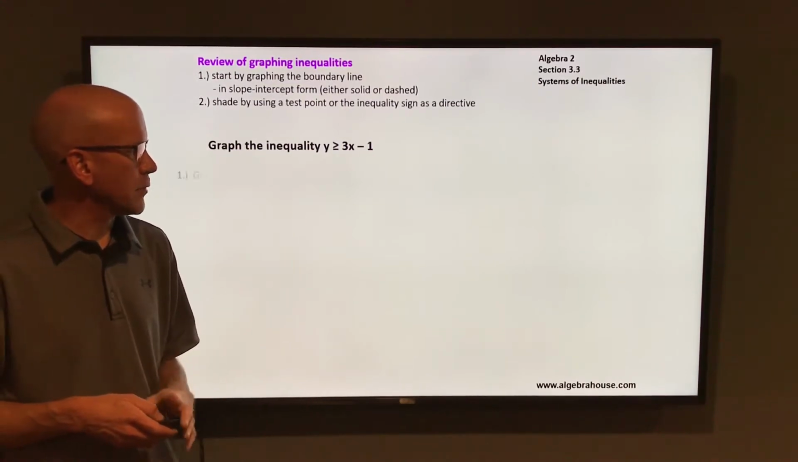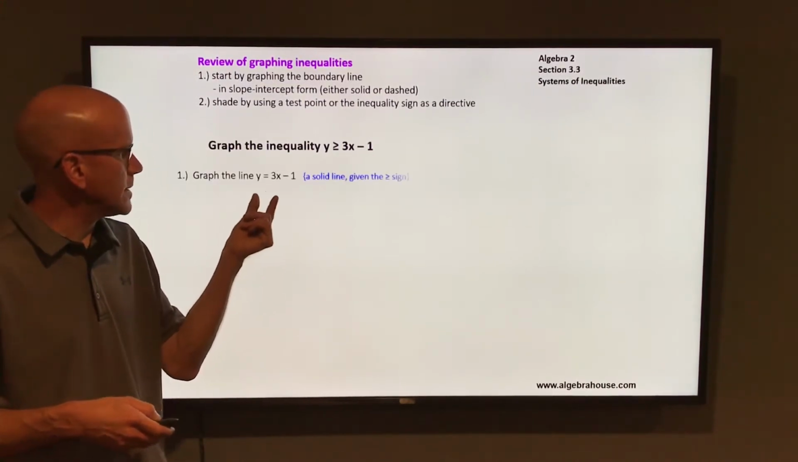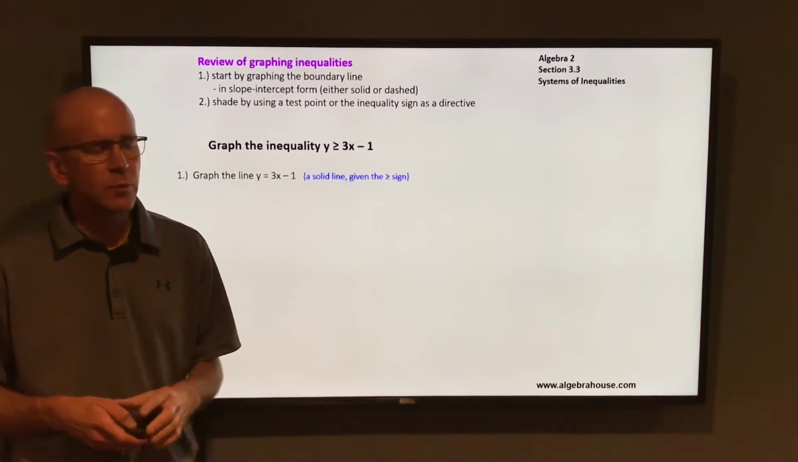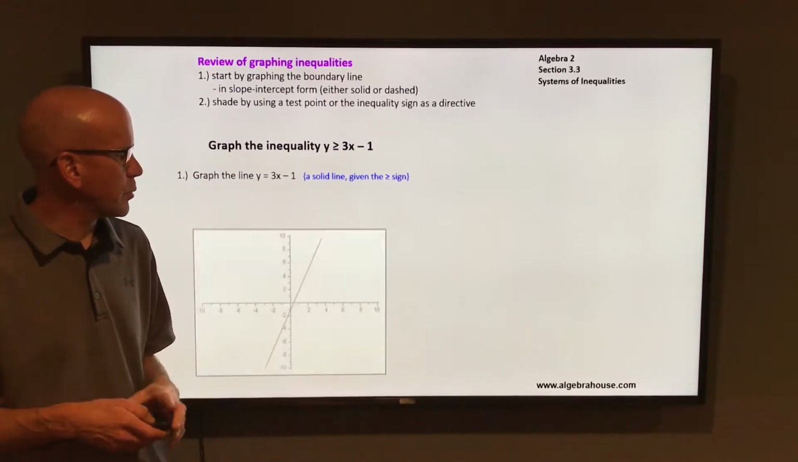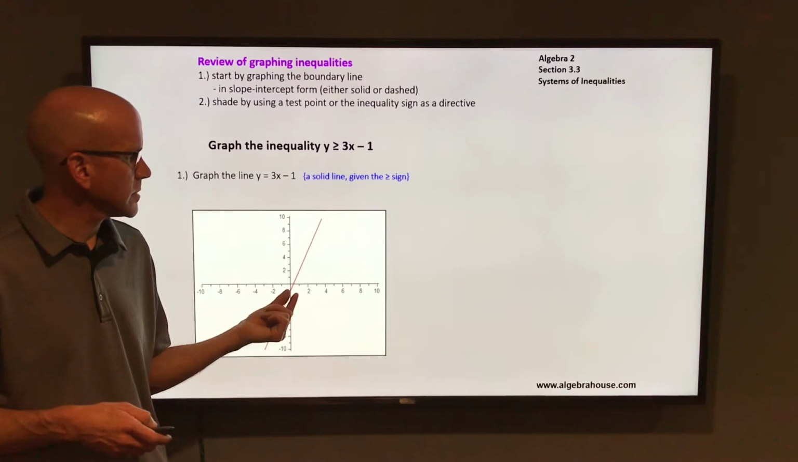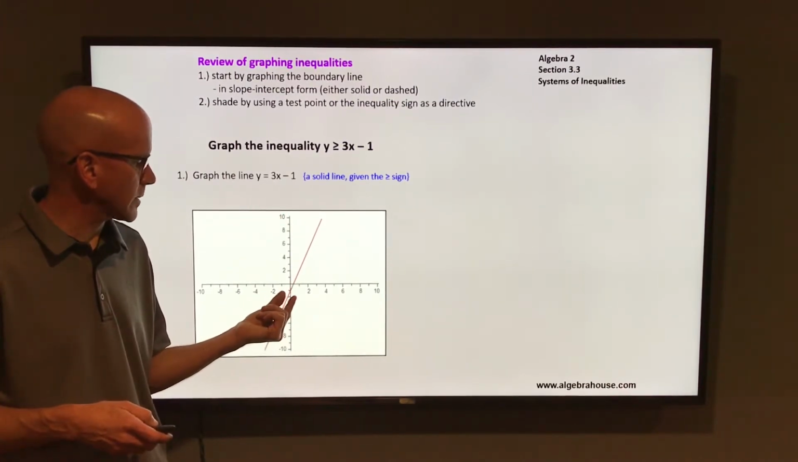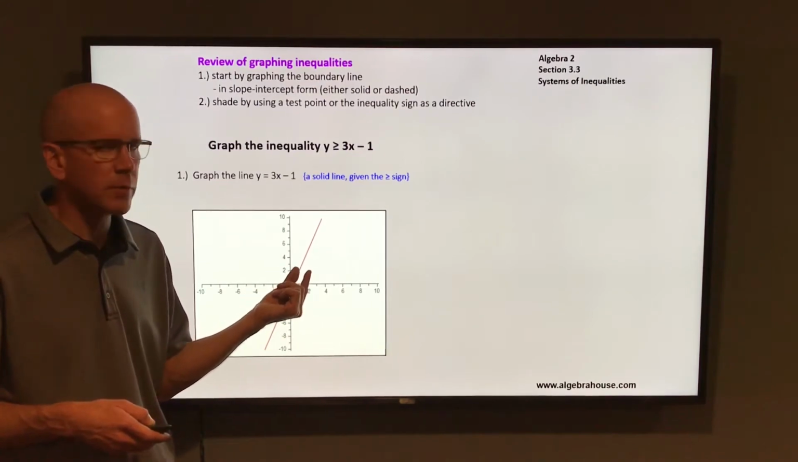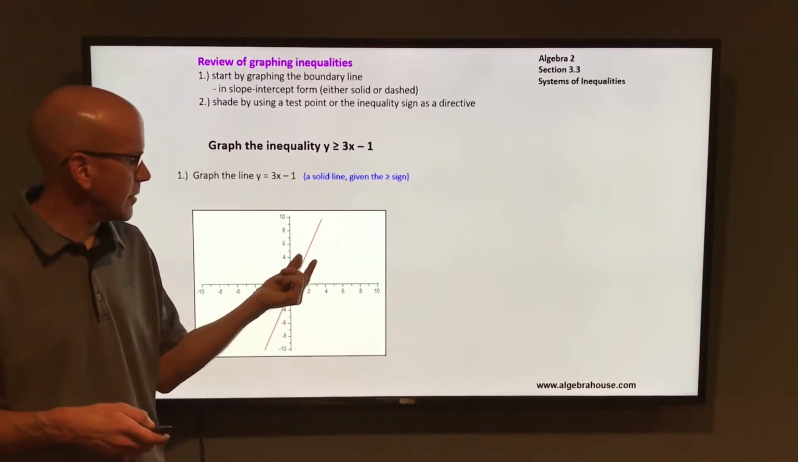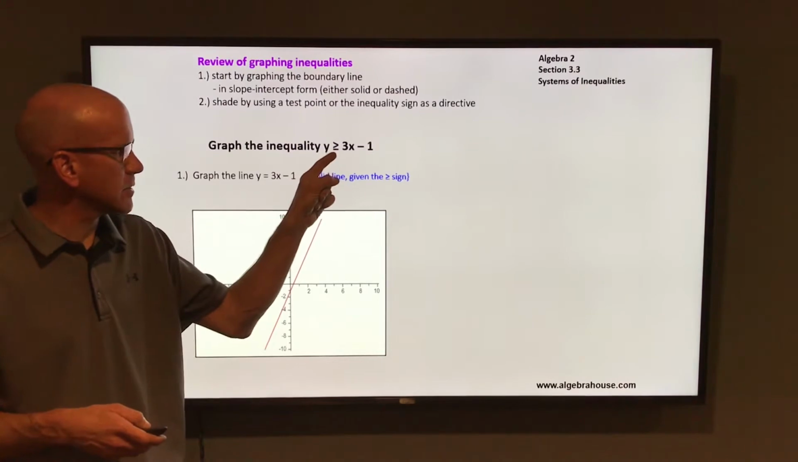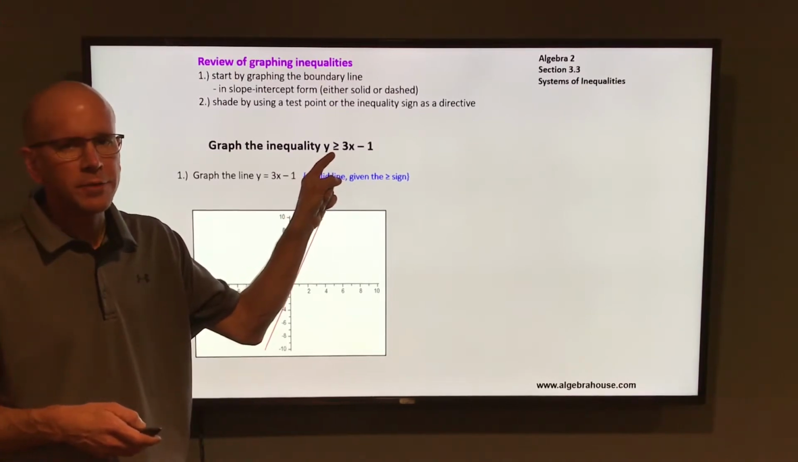So you're going to start by graphing the boundary line, which is y equals 3x minus 1. To graph that, the y-intercept is negative 1. You put a point at negative 1 on the y-axis. And then from there, the slope is 3. So from that point at negative 1 on the y-axis, go up 3 and to the right one, put another point down, and then draw a solid line through those 2 points. Solid line because we have a greater than or equal to sign.